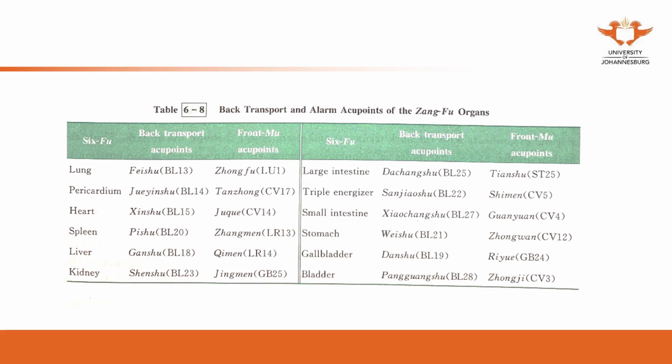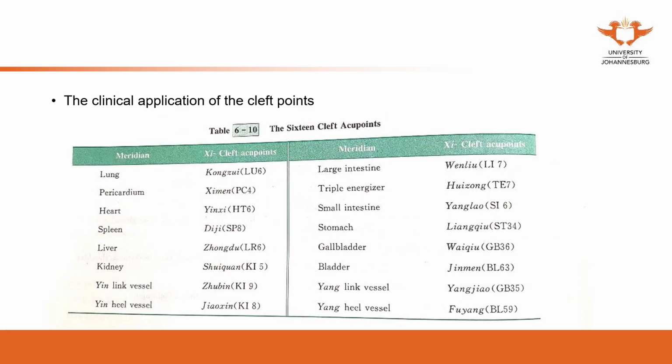This is the table for the transport and alarm points. The Xi-cleft points. The Xi-cleft points are very important for the acute stage, for emergencies. For example, a patient suffers from stomach ache. You can use the Xi-cleft point of the stomach, and sometimes the patient can feel relief immediately. The Xi-cleft point of the stomach is Stomach 34.